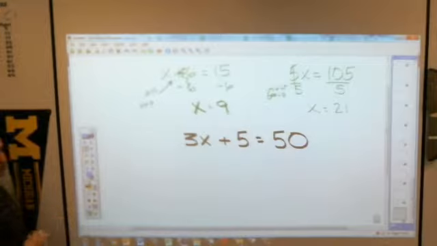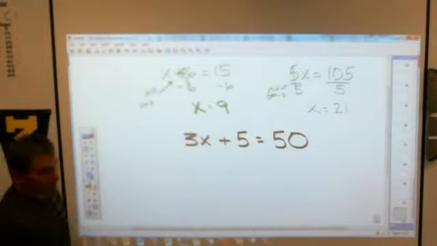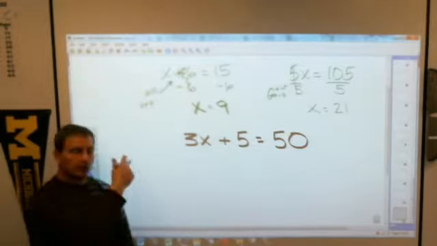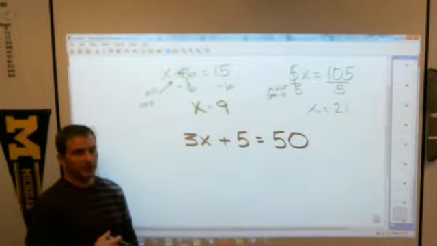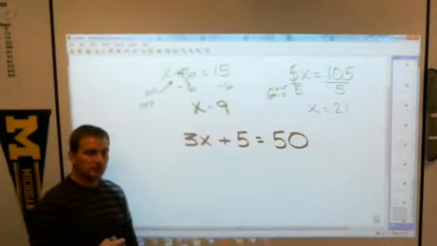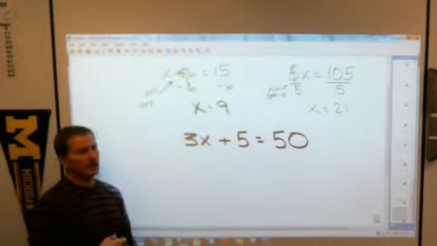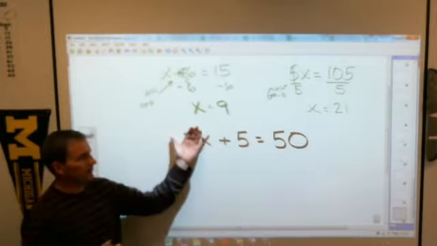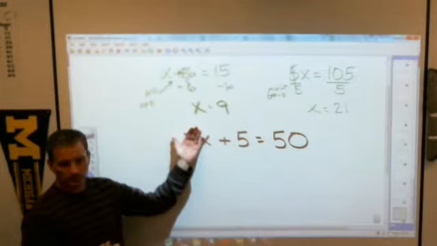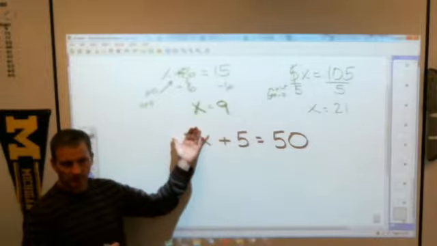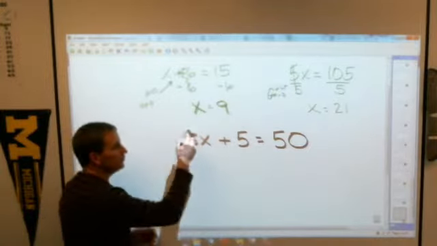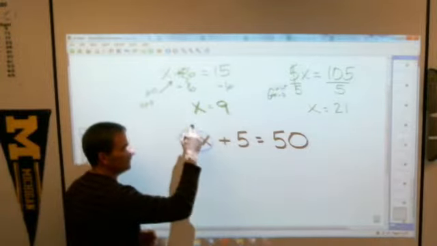By the way, let's just take a short break from this. Remember, we've already solved equations like this, except we did them by inspection. Remember that? When you just looked at it and said, what number when you add 5 to it gives you 50? 45. So you knew this had to be 45.